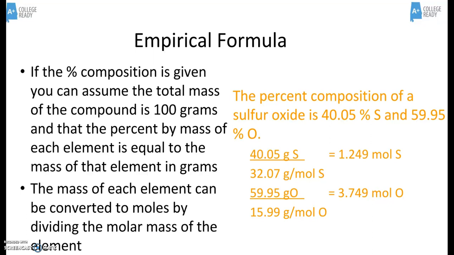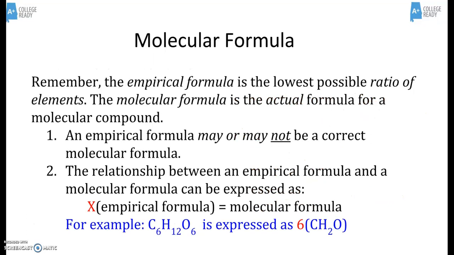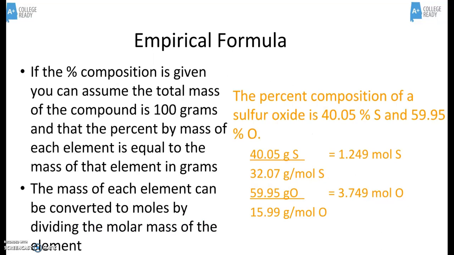Well, I'm going to look at my least value, the smallest value, which is my sulfur. And I'm going to divide both of those by the 1.249 moles of sulfur. Therefore, my final answer, let me go back, will be 1 sulfur and 2 oxygens. So it'll be sulfur dioxide. Let's pause the video. Let's look at some more examples on our student notes.